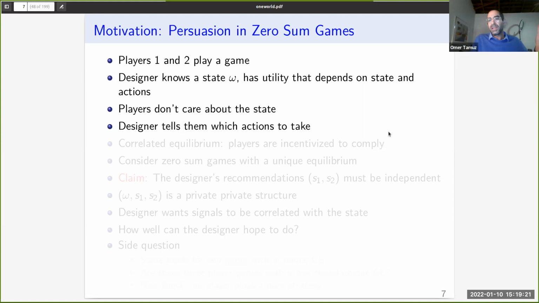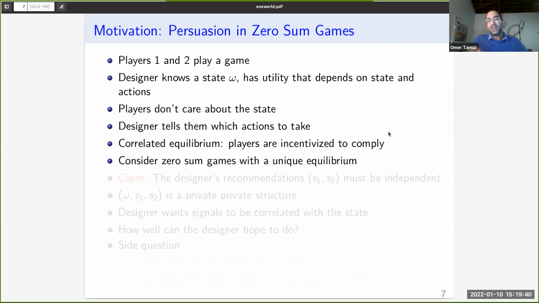Now, the designer is going to tell them which actions to take. This is like a direct revelation thing. The solution concept will be a correlated equilibrium. Given that each player is told what to do, they're incentivized to actually do this in the usual correlated equilibrium way. And we're going to focus on zero-sum games that have a unique equilibrium, so a unique Nash equilibrium, and also a unique correlated equilibrium.